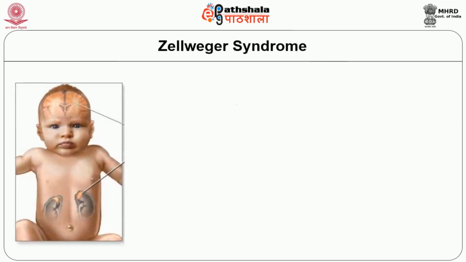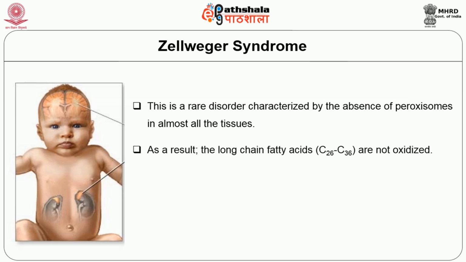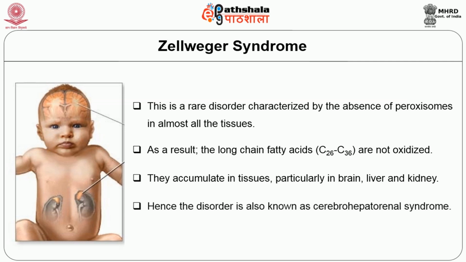The next one is Zellweger syndrome. This is a rare disorder which is characterized by the absence of peroxisomes in almost all the tissues. As a result, the long-chain fatty acids are not oxidized. They accumulate in tissues, particularly in the brain, liver and kidney. Hence, the disorder is also known as cerebrohepatorenal syndrome.